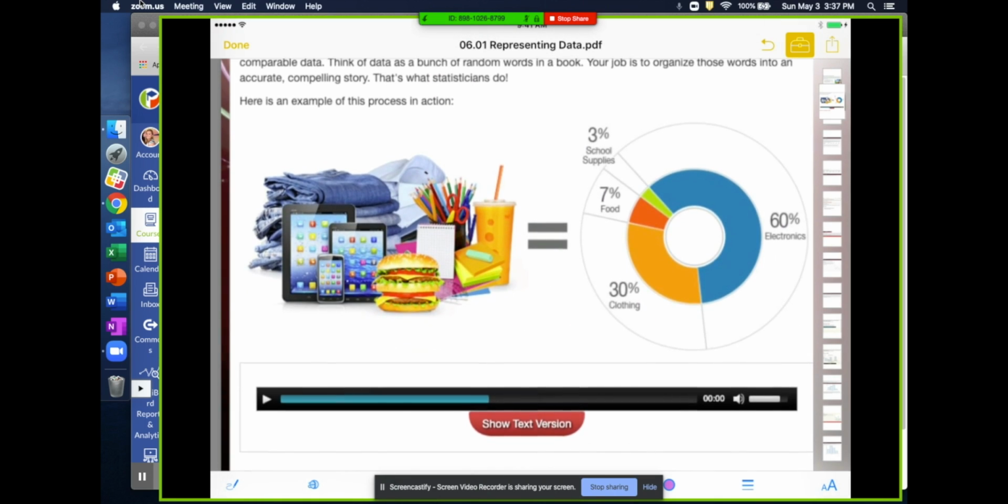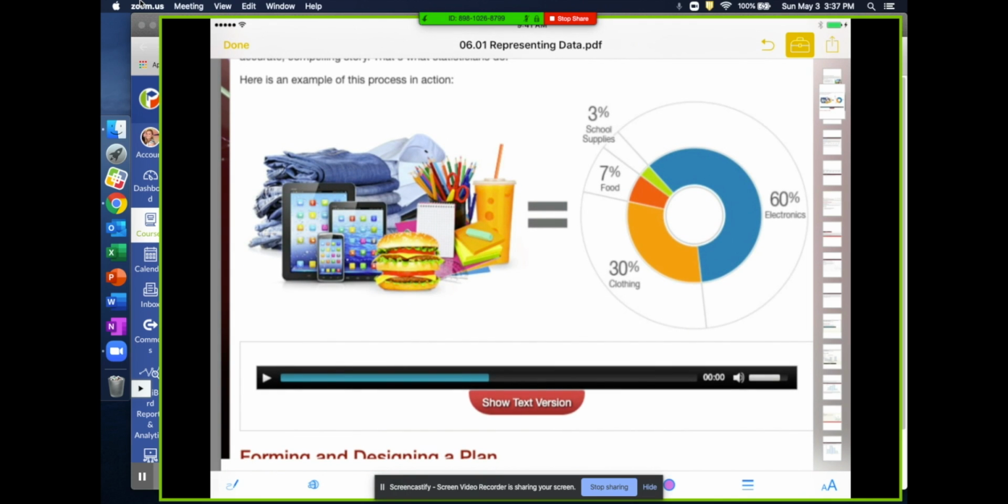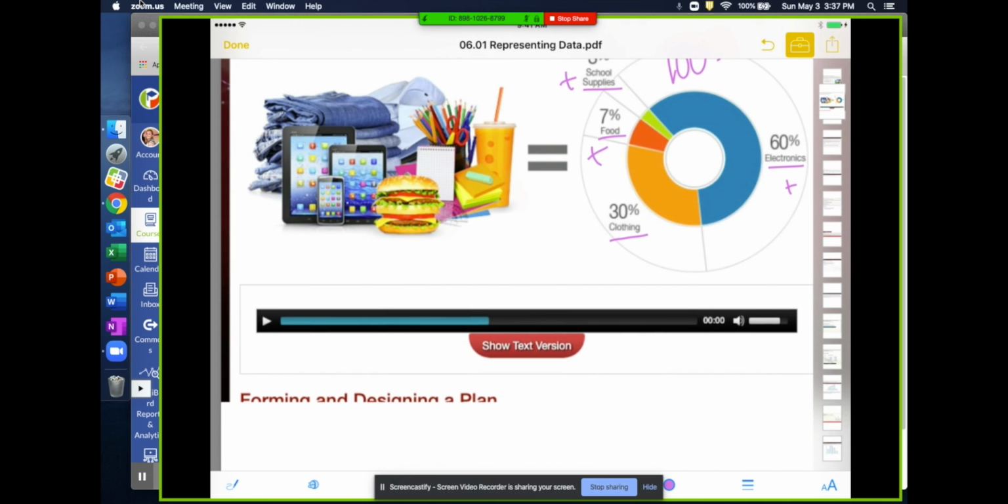And here you can see that they have a chart of a specific type of data they collected, in a very visually appealing graph. This is a pie chart, pie graph. We have 60% electronics, 30% for clothing, 7% food, and then 3% for school supplies. Something that you will notice is that all of our data pieces added together, 60% plus the 30% plus the 7% plus the 3%, is going to add up to 100% total, which we know from all of our work with percents in the past.